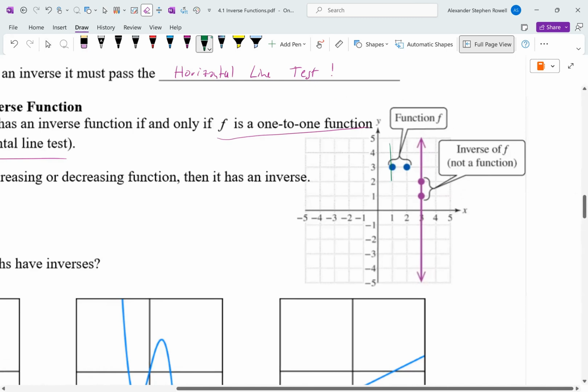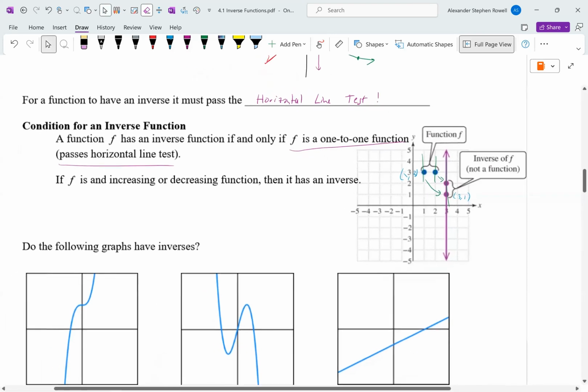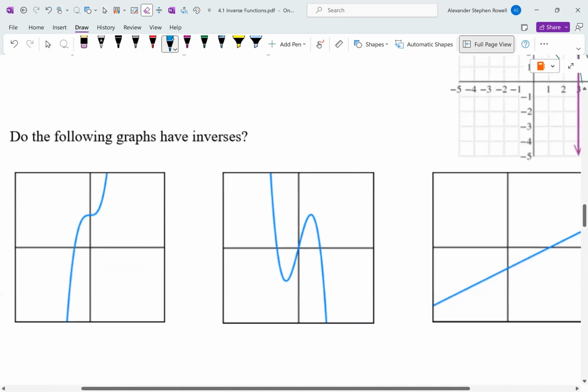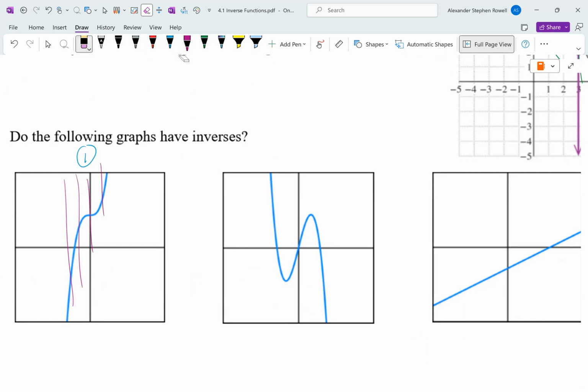Okay, so this one is a function, but its inverse is not a function. So we flip the ordered pairs. Ordered pair, for instance, 1, 3 becomes, okay, another way, is it increasing or decreasing function? So this first one, does it pass the vertical line test? Yes. So it's a function. Does it pass the horizontal line test? This one, we're going to say yes. Okay. So, yes, the inverse is a function.